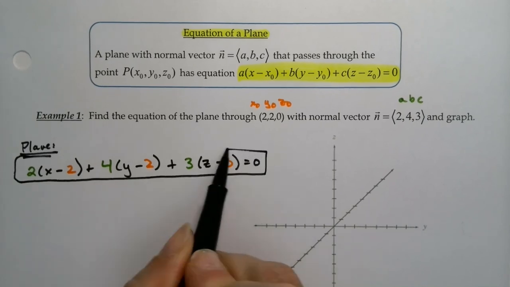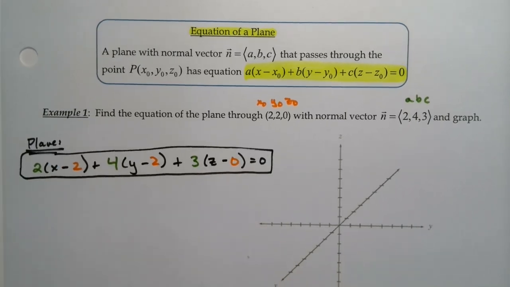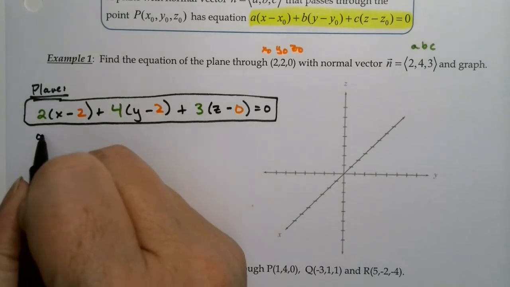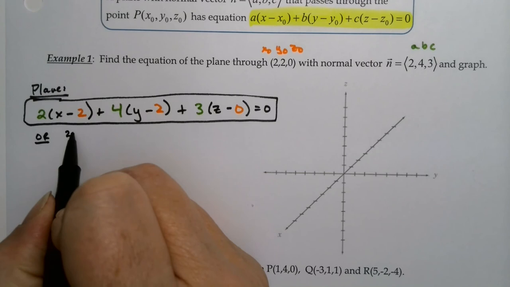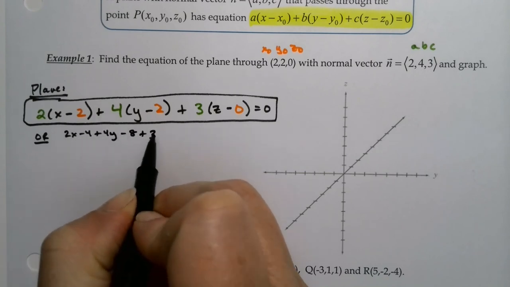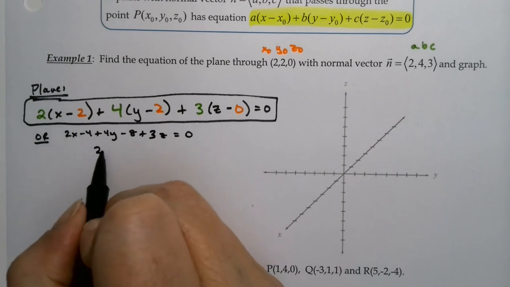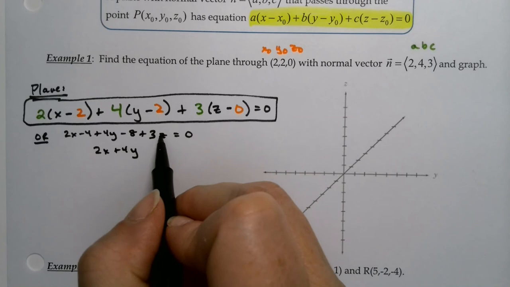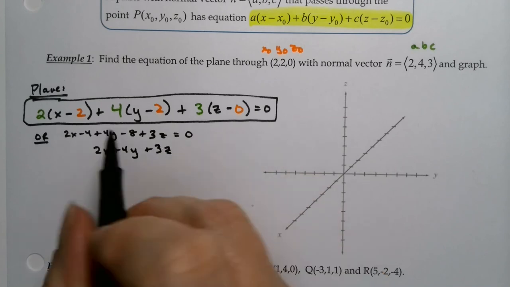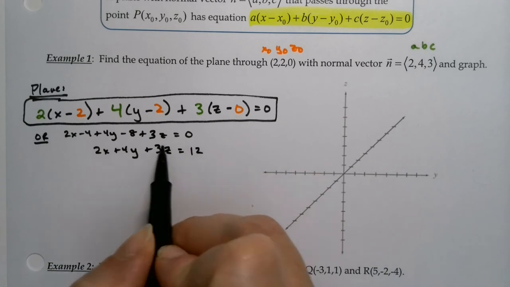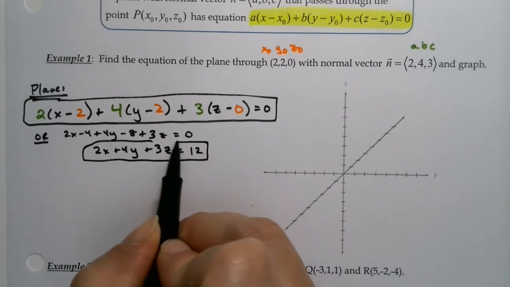Yes, of course, you could expand it out, distribute if you so desired. As a matter of fact, I think I'll do that. So it'd be 2x minus 4 plus 4y minus 8 plus 3z equals 0, which would be 2x plus 4y plus 3z. And then this is minus 4 and minus 8, which is minus 12, and we'd bring it over to the other side and have it equal to 12. So there we go.